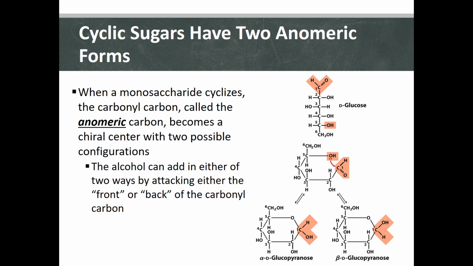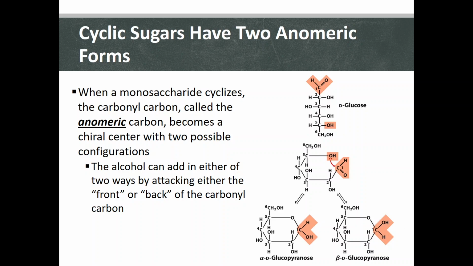So you'll see this play out more when we talk about nucleotides and other things later, but the front side versus back side attack gives you 2 different possible configurations for that anomeric carbon, one of which positions the hydroxyl group, or rather the substituent, down to give you the alpha form, and the other points that substituent up to give you the beta form.